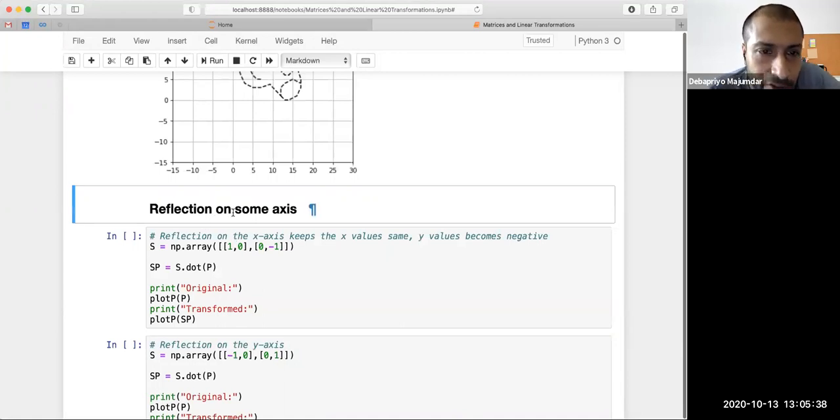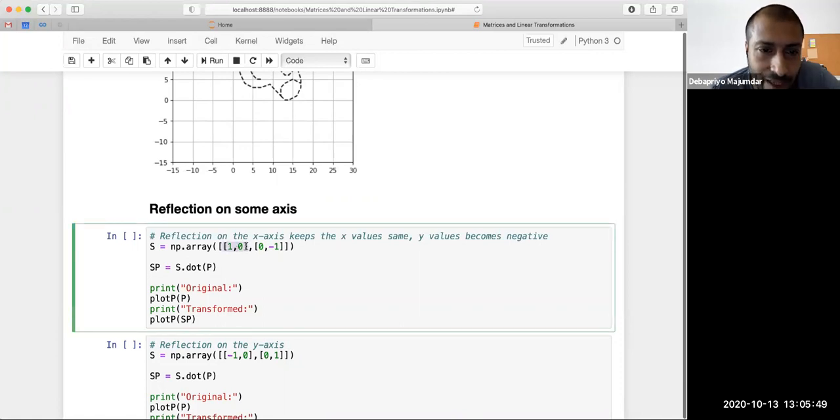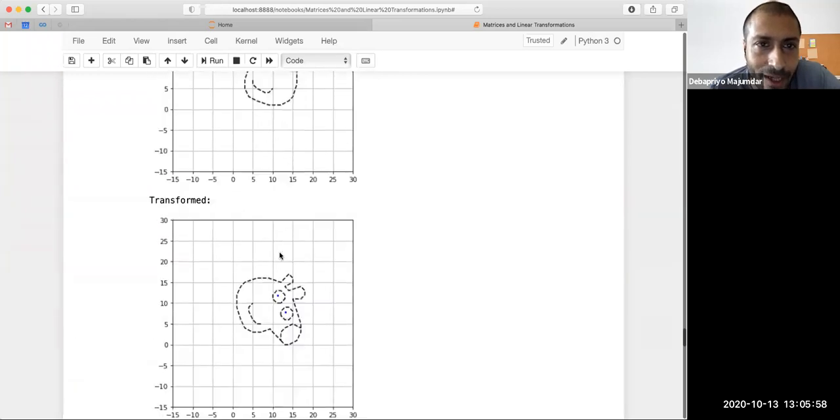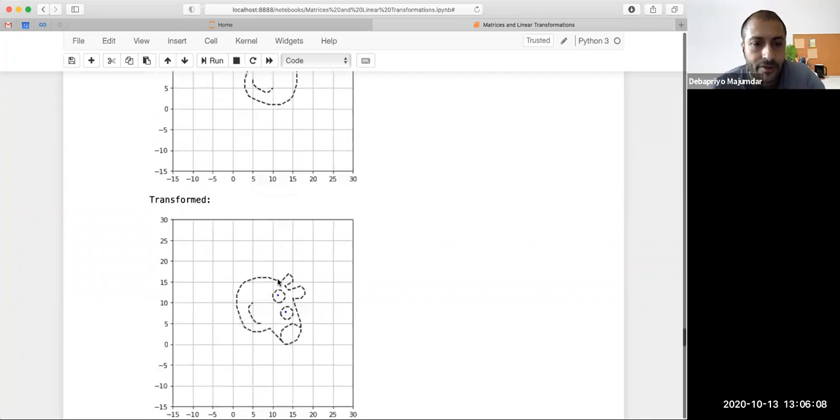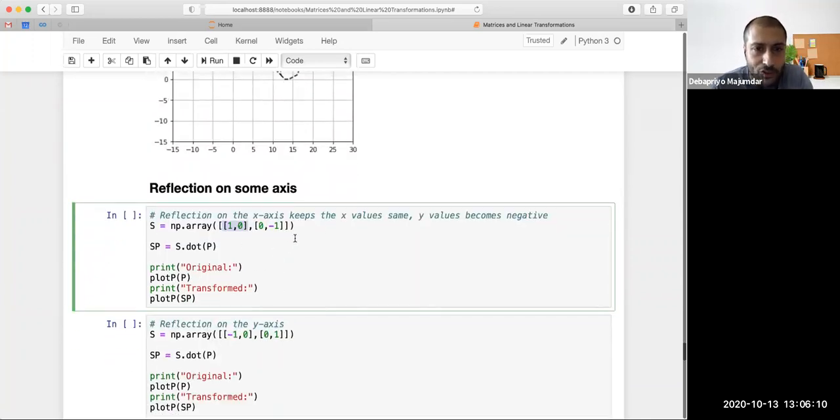What if you want to reflect on some axis instead of x equal to y? Reflection on the x-axis should keep x values the same, but only the y value should become negative. So you keep your first basis vector the same, 1 0, but the second basis vector should, instead of remaining 0 1, now become 0 minus 1. Whatever was your y should now become minus y. So that is reflection on the x-axis. Then you multiply by 1 0 and 0 minus 1, right?